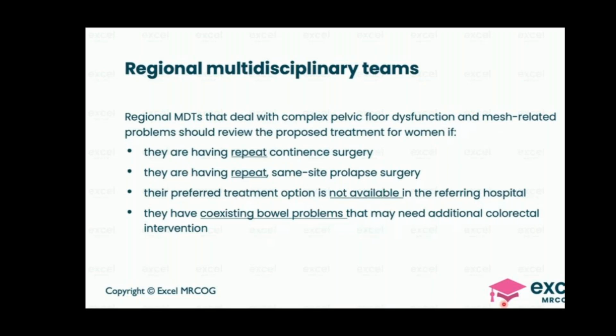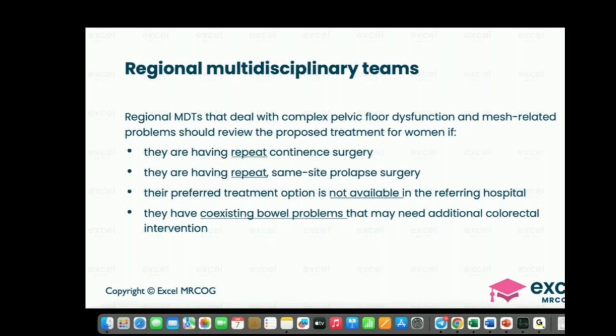If they are having repeat same side prolapse surgery, I'd put a question in the group. If it's a new site, say she was earlier treated for anterior wall prolapse with anterior colporrhaphy, and now she comes with a posterior prolapse, that is a rectocele. What would you do? Which team would you send her to? Local MDT or regional MDT? Quickly. Local or regional? Come on.